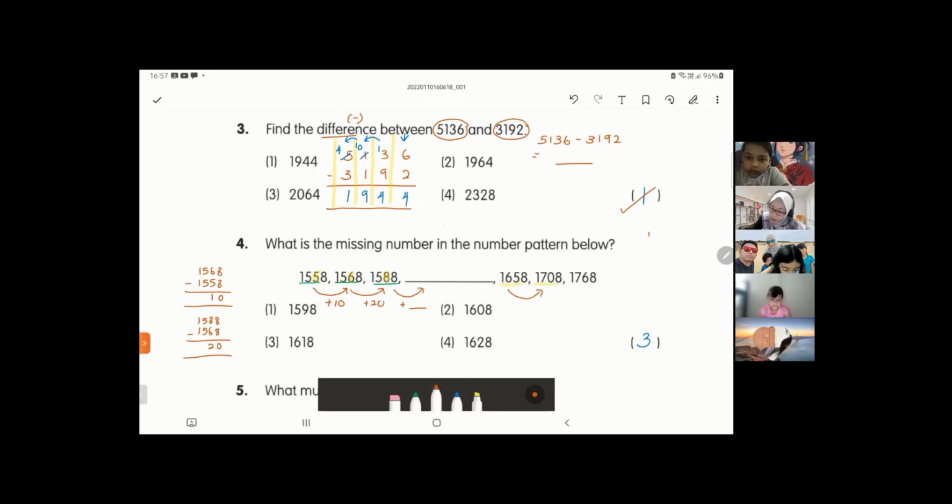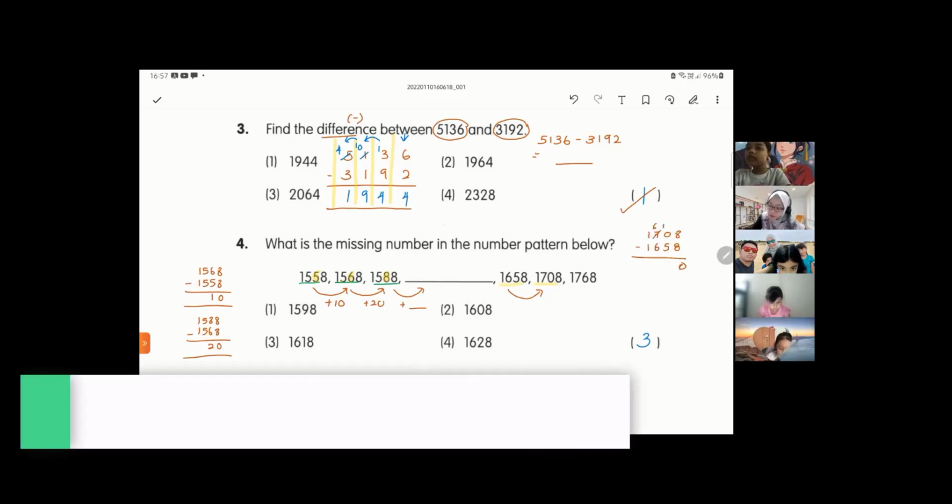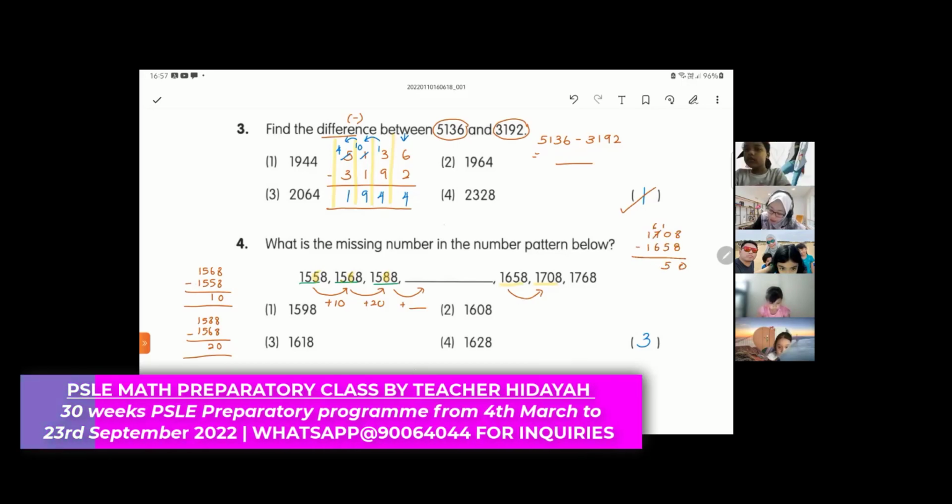So I minus 1,708, 1,658 minus 0. Then, this is 0. Then 0 minus 5 cannot, right? I have to borrow from the next one, 6. Then become 10. 50. So it is plus 50.